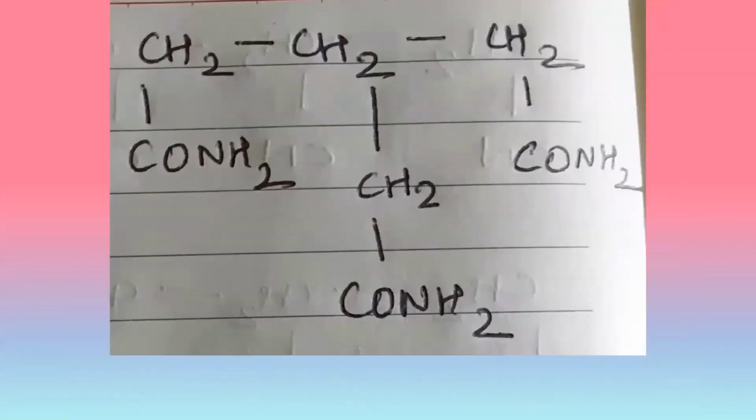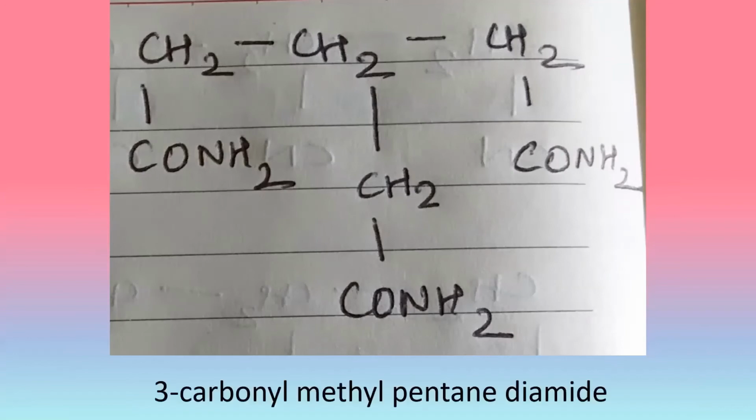Now here I have amide groups present on it. Same thing. So here we know that the prefix for amide group is carbamoyl, and its suffix is amide. So the name for this compound will be 3-carbamoyl methyl pentane diamide. So this is the nomenclature of it.